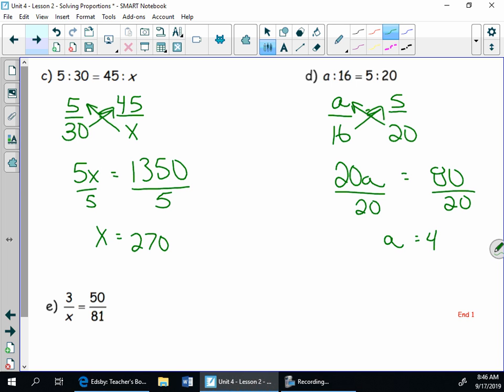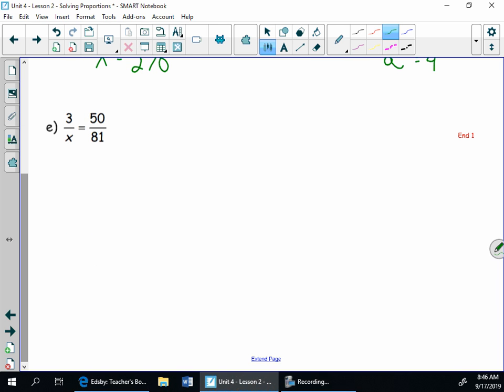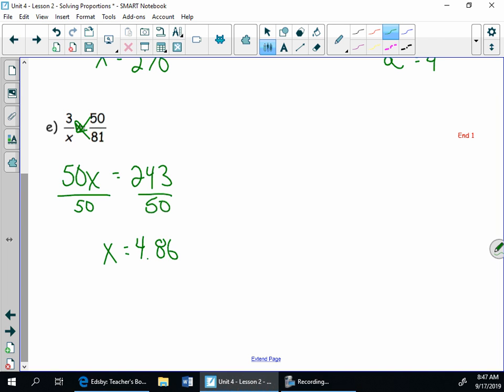We'll try the last one here. 3 over x, 50 over 80. Let's do the letters first, and then the numbers. We want to get just x, so we divide by 50. And 243 divided by 50 comes out to, ooh, that's a weird one, 4.86. And that's okay. Decimals are fine. Just keep 2 of them.